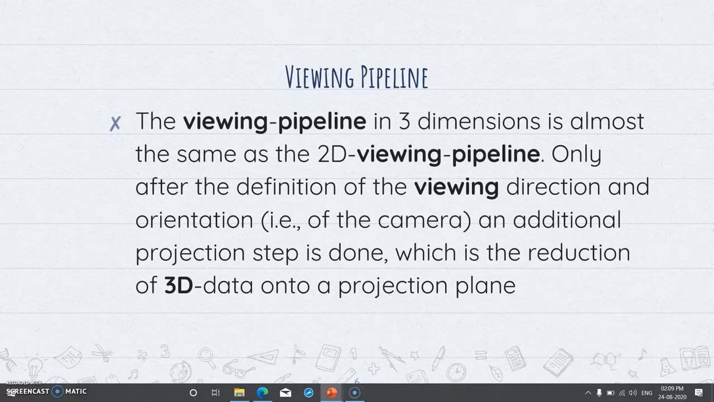The viewing pipeline in 3 dimensions is almost the same as the 2D viewing pipeline, only after the definition of the viewing direction and orientation, that is of the camera, an additional projection step is done, which is the reduction of the 3D data onto a projection plane. So we can view the 3D object from a 2D point of view.